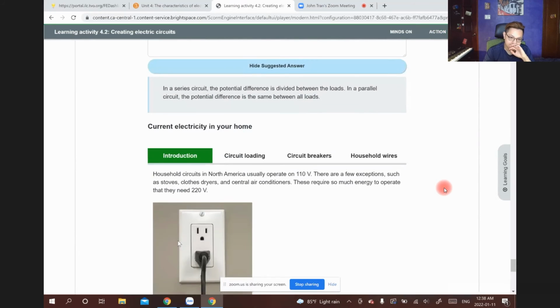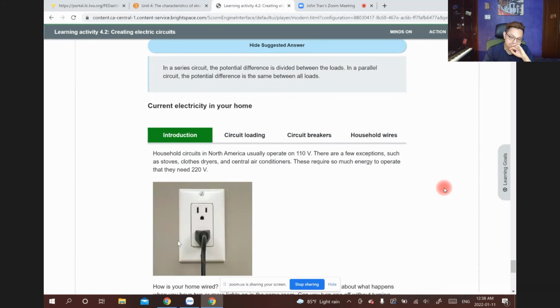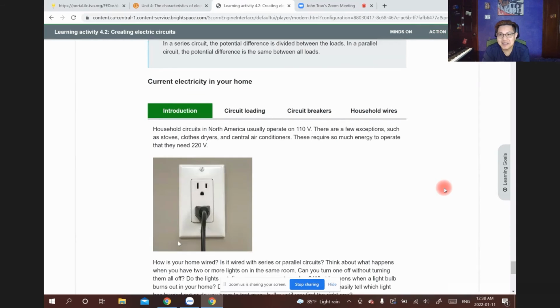Current electricity in your home. Household circuits in North America usually operate on 110 volts. But in Vietnam, it's like 220. For Japan, it's like 110, I think. Taiwan is also 110. North America, I mean Canada and America, is usually 110, but the rest of the world is like 220.